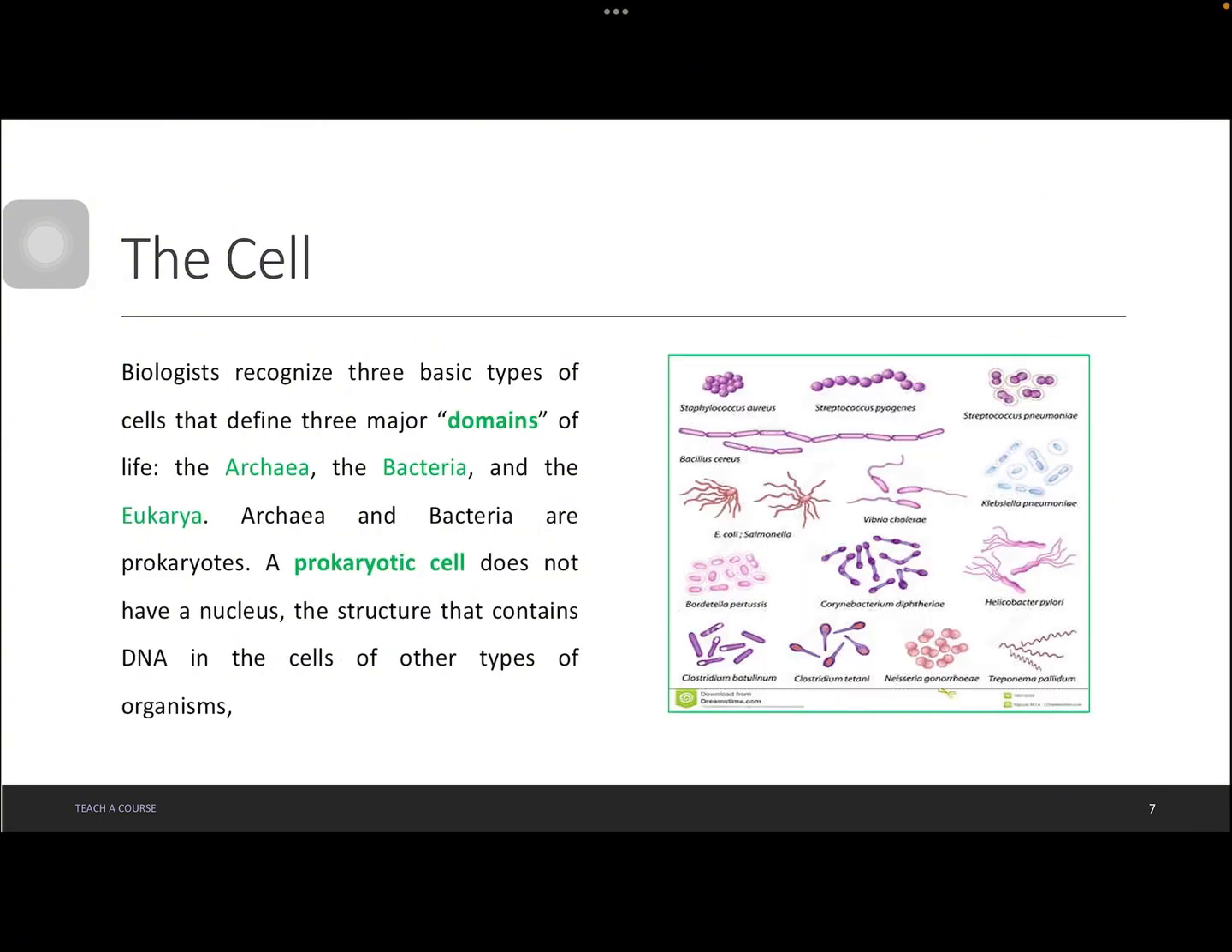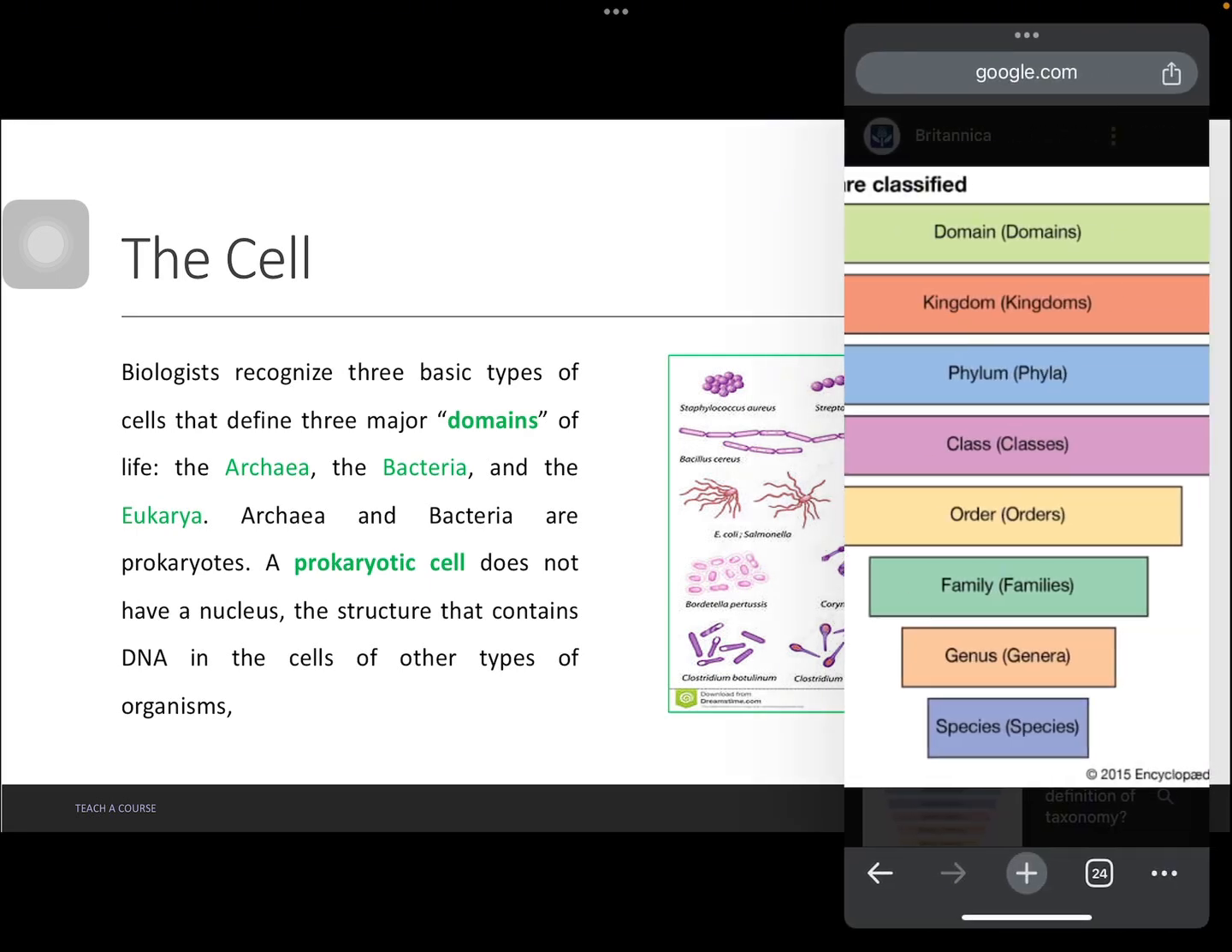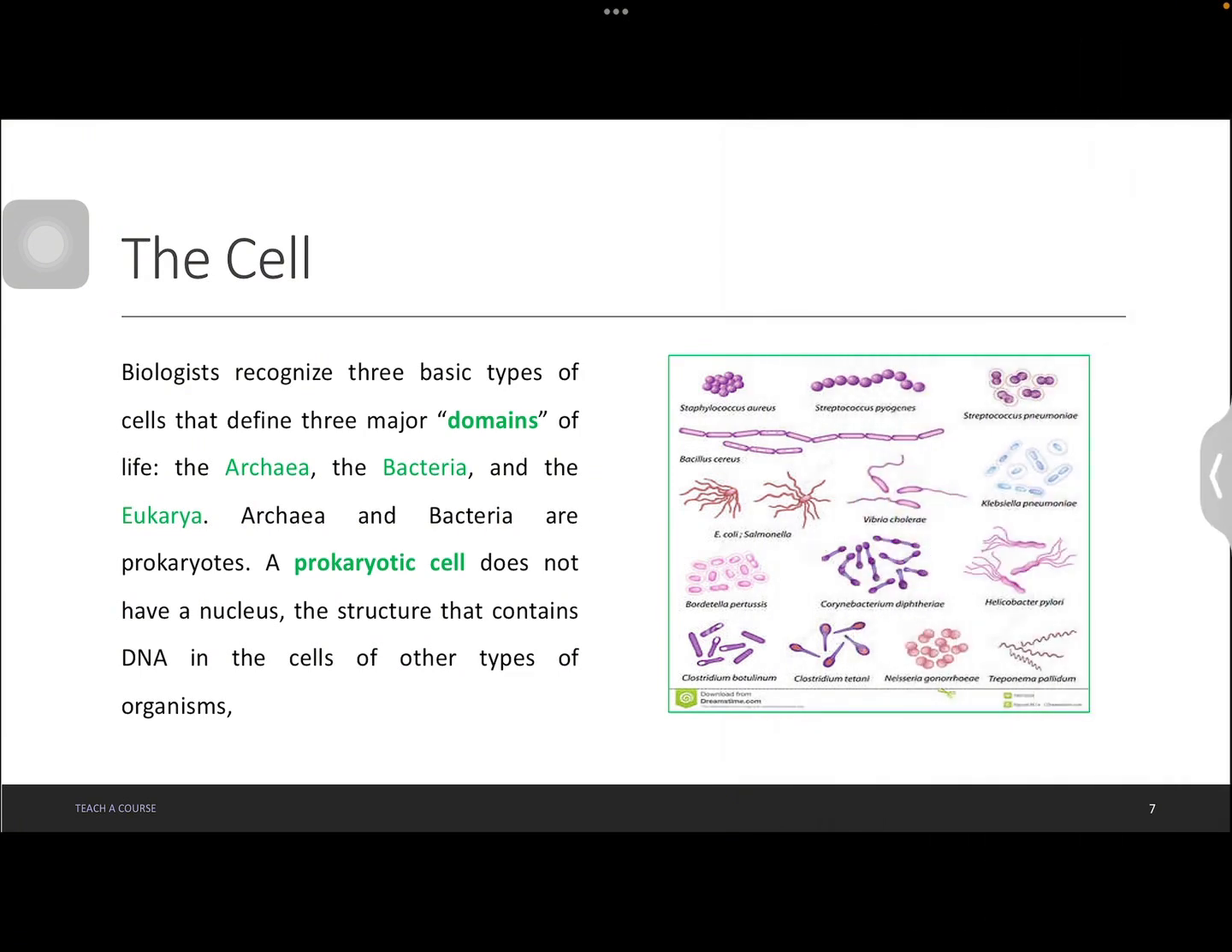But biologists recognize 3 basic types of cells which are defined in 3 major domains. Tanda pa ba si domain? Si domain, kingdom, ito po yung ating taxonomy. So, we have 3 domains po: Archaea, bacteria, and eukarya. Actually, meron din po akong mnemonics dyan, which is Bea. May domain si Bea: Bacteria, eukarya, archaea. Wala pong protista dyan. So, yan po ang ating 3 basic domains.